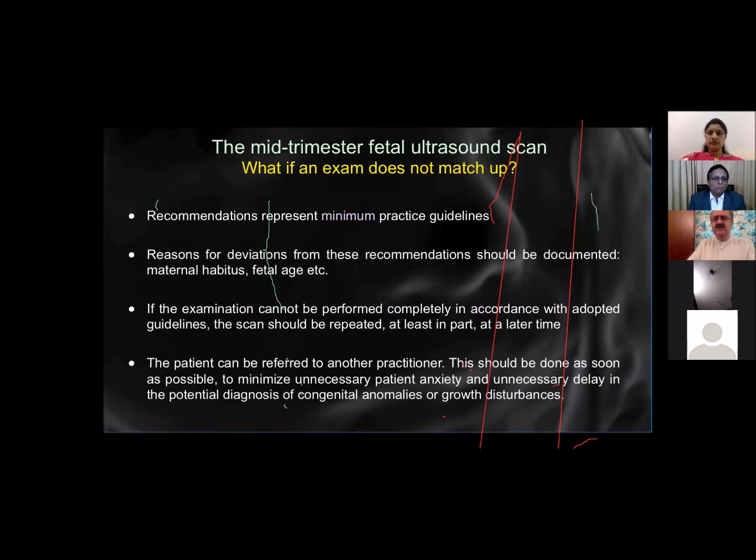Now, there are situations where it is obvious to the person doing the scan that this is something that is just not matching up. What do we do then? Well, the person who's doing the scan must mention in the report that, look, maternal habitus, because that's one of our biggest enemies in doing a scan, or too little fetal age, or too advanced fetal age, or fetal attitude interfered with good visualization, and we would like a repeat. And then that is the best way, and you schedule this and you can mention it in the report.